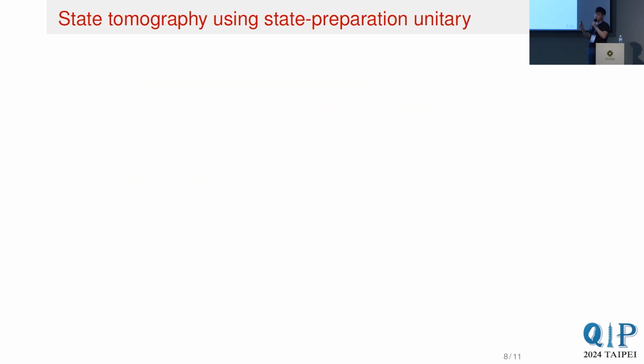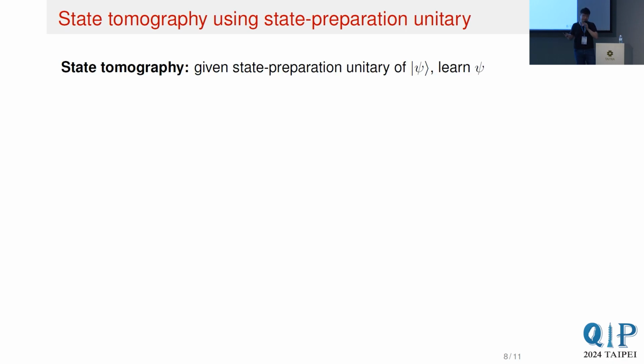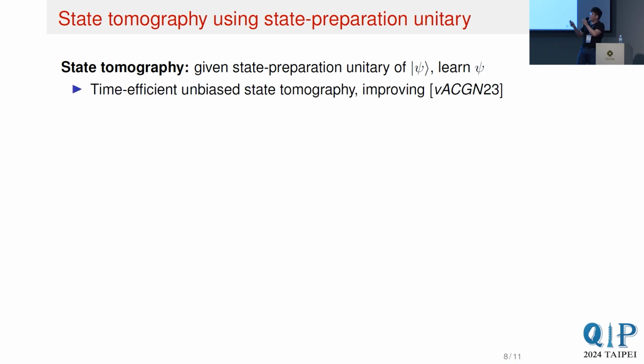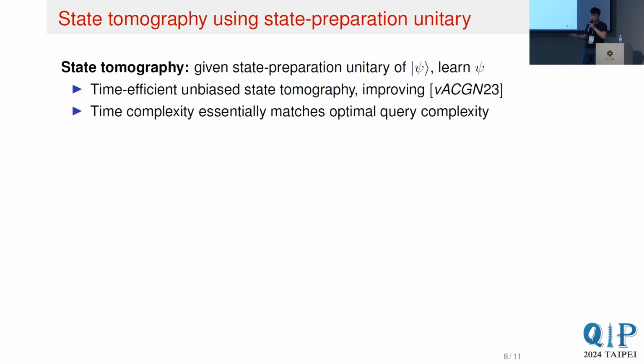Now let's go to the second method, which achieves the near optimal upper bound: the time-efficient tomography. What is the tomography problem here? We have a state preparation unitary U of a quantum state psi, and our goal is to learn the classical description of this psi. In our paper, we improved the previous result by Apers, Cornelissen, Gilyén, and Nannicini in 2023. We have a time-efficient, unbiased quantum state tomography, and its time complexity essentially matches the optimal query complexity, which is essentially tight.